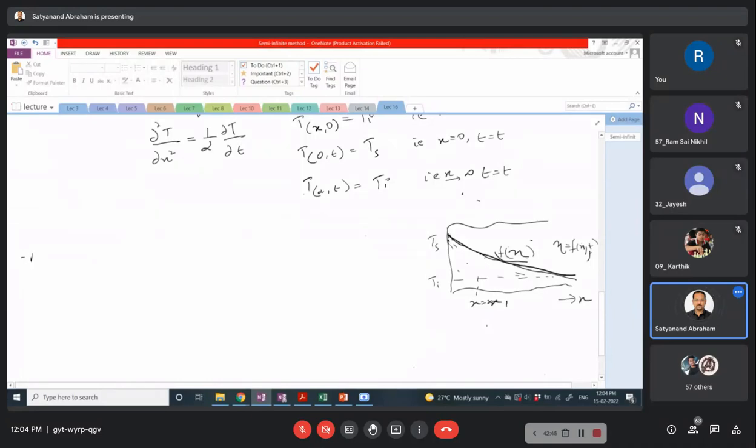The most convenient method in this condition is similarity transformation.